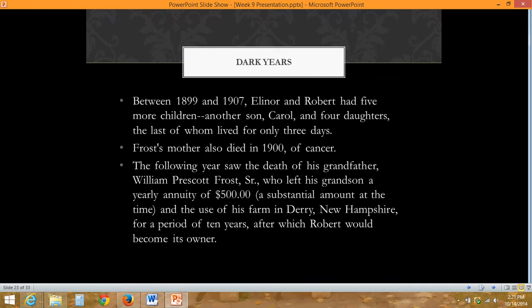And in 1900, his mother also passed away of cancer. So the following year, lots of tragedy in this household, his grandfather passed away, but he left Robert a $500 a year annuity, which is a good amount of money at that time period, and also the use of his farm in Derry, New Hampshire. So he was given a farm to work for 10 years, and once that 10 years was up, Robert would own the farm outright.